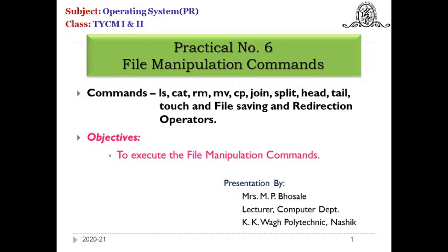Today we will see what are different commands for file manipulation in Linux. These commands include listing of files and directories, then creating a file and writing content into the file, then concatenation of two or more files, then deleting a file, then how to rename the file, then copy the content of one file to another file, join two files, then split a big file, then to print head and tail lines from the files, to create an empty file, and then how to save the output of any command to the file, and how to use the redirection operator.